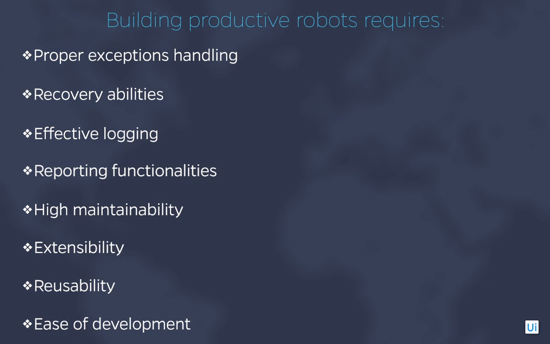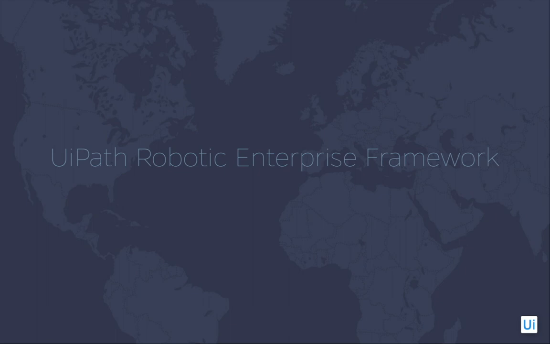have. In this tutorial, we'll take a look at a template called the Robotic Enterprise Framework, which is designed to be the starting point of every automation project. We will go over the mechanisms, ideas, and workflow files behind it.